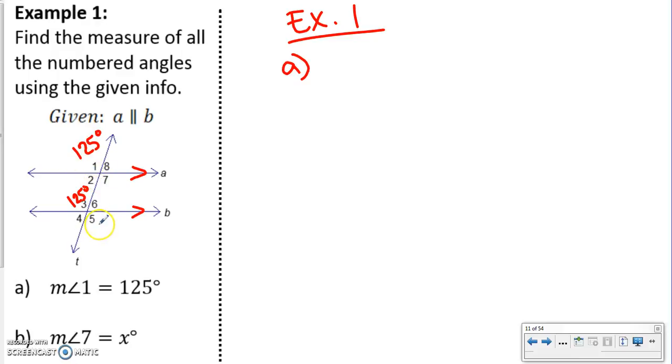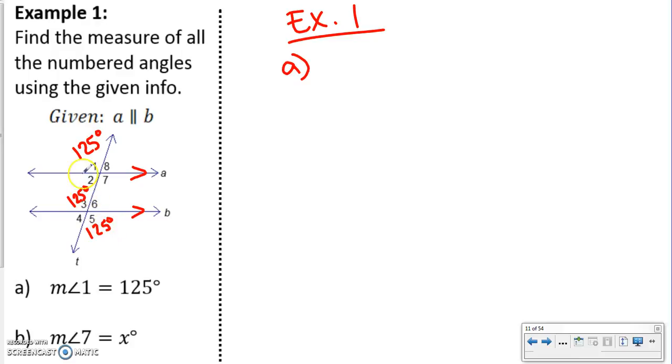Angles 1 and 5 are alternate exterior angles, so the AEA theorem says that if these lines are parallel, then these alternate exterior angles have to be congruent. So I know that's 125. You could have also gotten this to be 125 because 3 and 5 are vertical angles, and we can still use what we know about vertical angles.